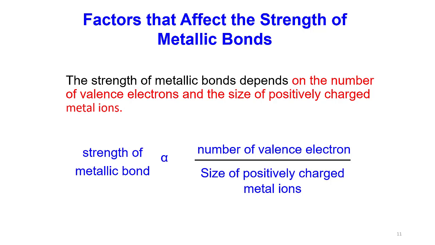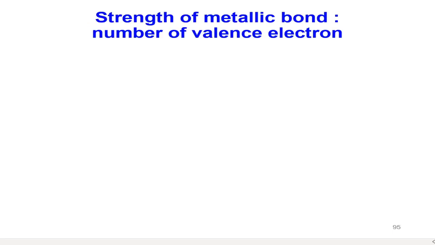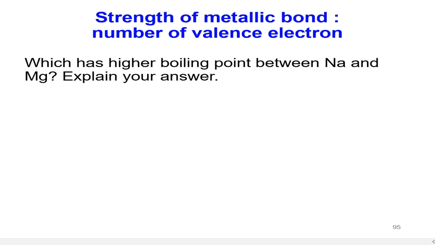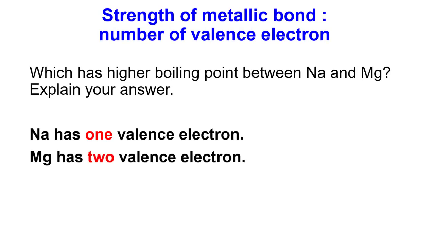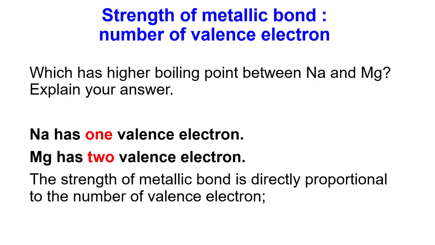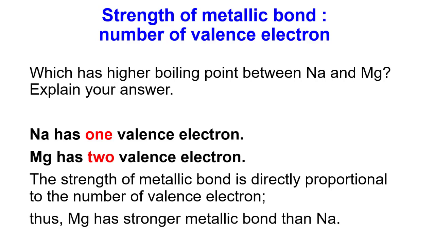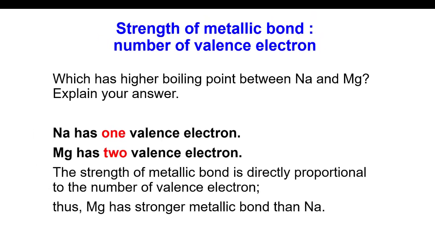Now let us take a look at the first example: which has higher boiling point between sodium and magnesium? Explain your answer. Remember that boiling point is affected by the strength of metallic bond. Since both sodium and magnesium have different numbers of valence electrons, we are going to use the factor of number of valence electrons. You have to state the number of valence electrons. For example, sodium has one valence electron and magnesium has two valence electrons. Since the strength of metallic bond is directly proportional to the number of valence electrons, magnesium has stronger metallic bond than sodium. Therefore, magnesium has higher boiling point than sodium.